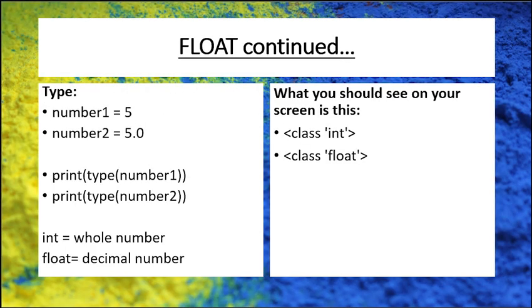Type what's on the left side of my screen. You can pause the video again while you type. On the right side of my screen, you can see what should show up when you press run.